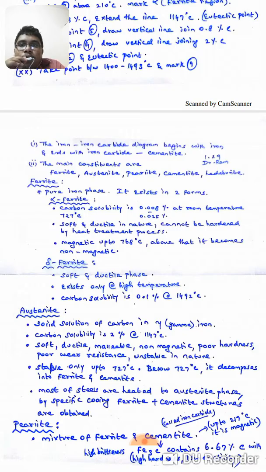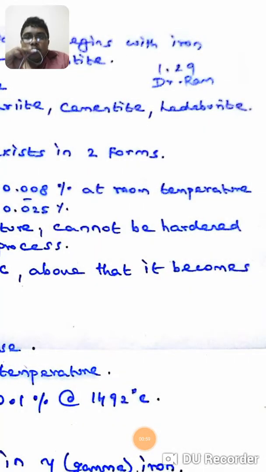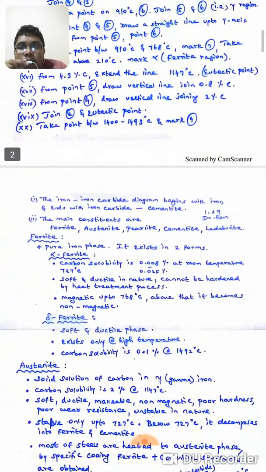The main constituents are of five types, actually: ferrite, austenite, pearlite, cementite, and ledeburite. Ferrite exists in iron. It exists in two forms. They are alpha ferrite and delta ferrite.